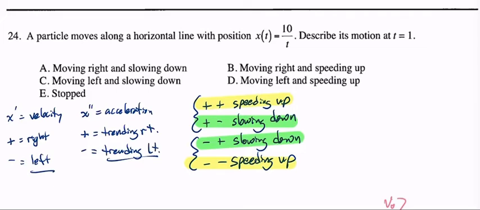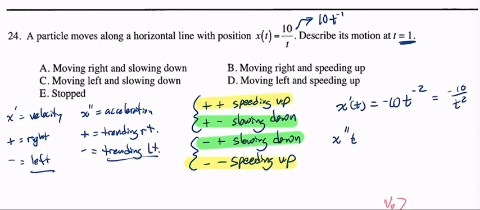So that's what we're trying to do: find the sign of x prime and the sign of x double prime at 1. Looking at x prime, we have 10 times t to the negative 1. We would get negative 10 t raised to the negative 2, which is the same as negative 10 over t to the second power. And then our x double prime would be positive 20 times t raised to the negative 3, so that would be 20 over t to the positive 3.